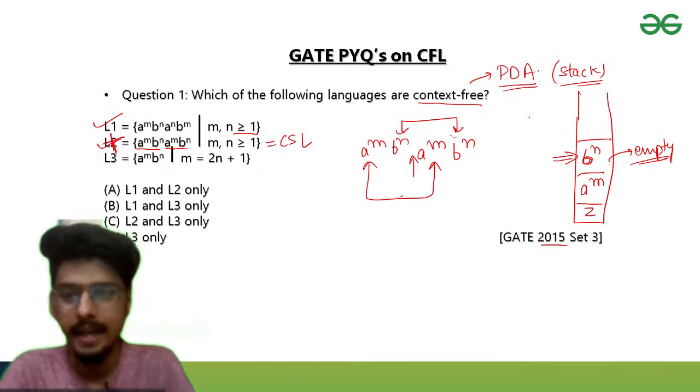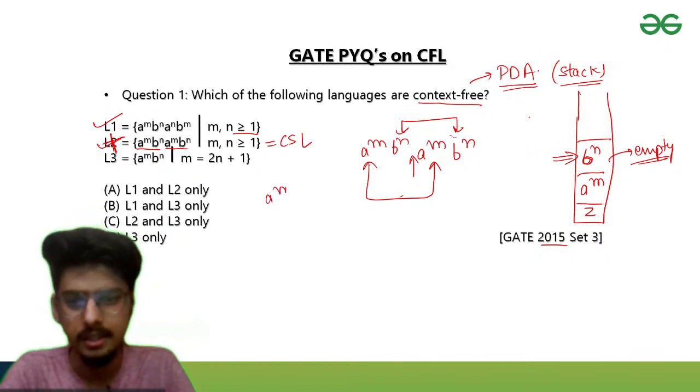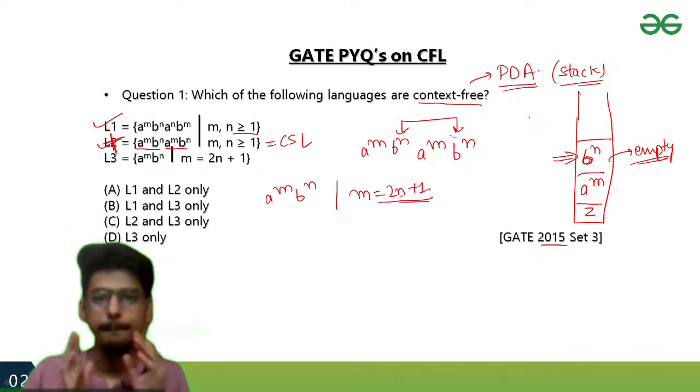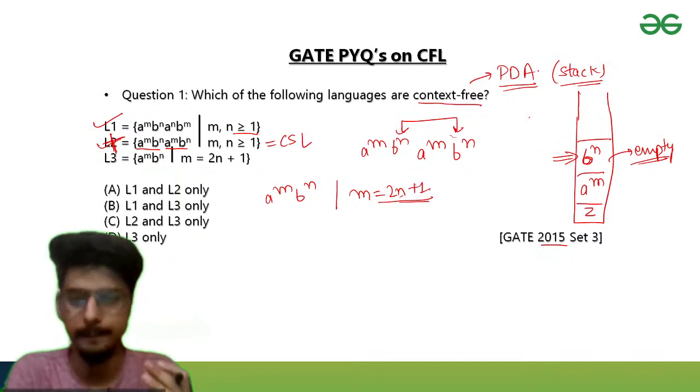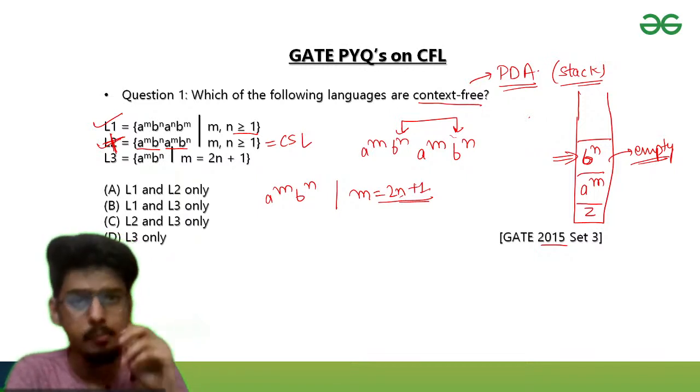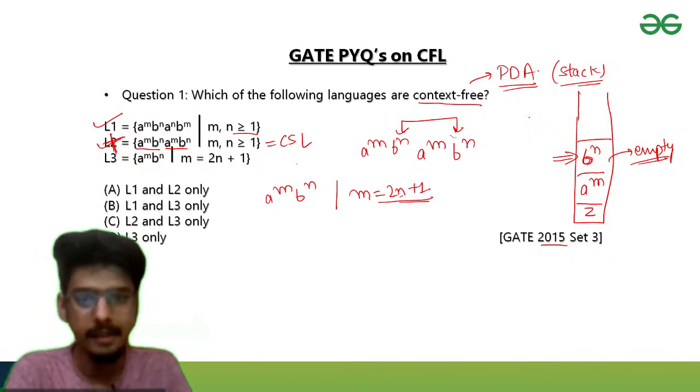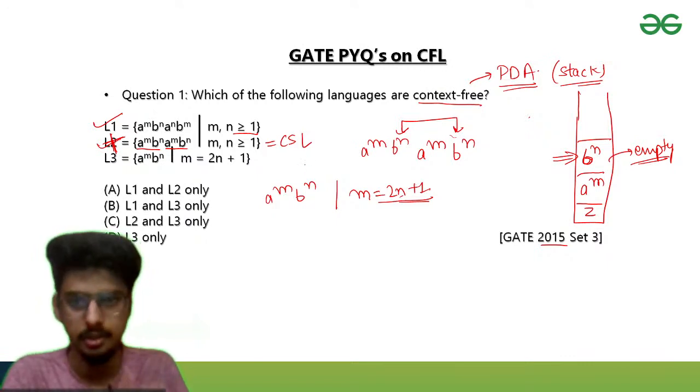Now L3 is simple. L3 is a^m b^n, simply given such that m is equal to 2n plus 1, and whenever you see a pattern in the powers, that language will most probably be a regular language. Remember this, okay? And this language is indeed a regular language. Why?